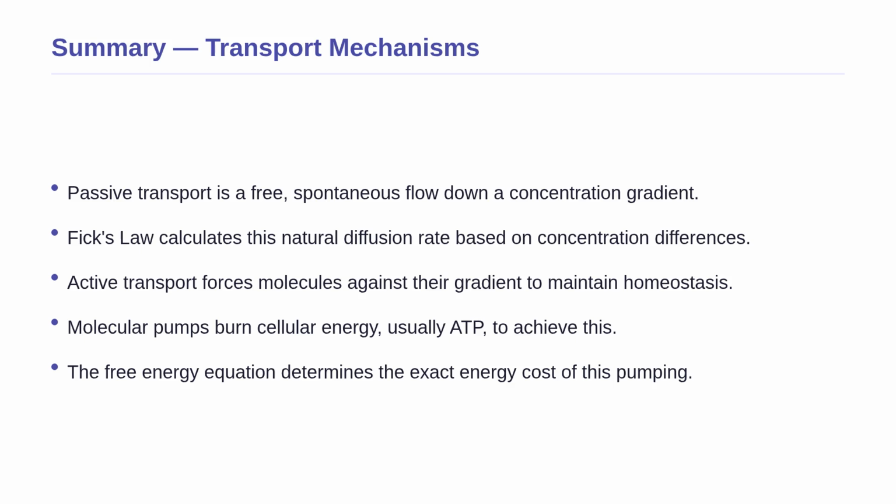We have covered a tremendous amount of ground today, so let us summarize our key takeaways. First, we learned that passive transport is a free, spontaneous process where molecules flow down their concentration gradient, much like rolling down a hill. We used Fick's law to calculate exactly how fast this natural diffusion occurs. Second, we discovered that active transport is the cell's way of fighting against the natural flow of the universe. By burning energy, usually as ATP, molecular pumps force molecules from low to high concentration to maintain vital homeostasis.